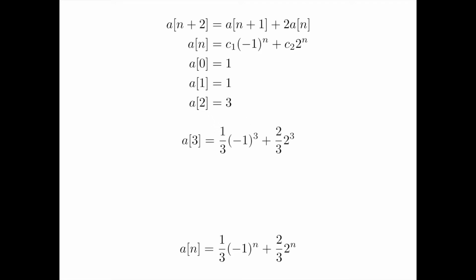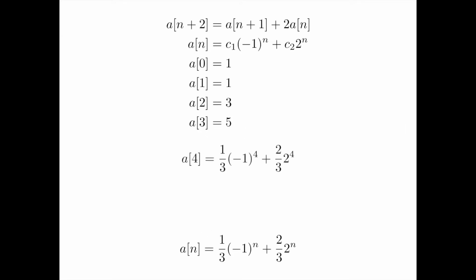a of 3 is equal to 1/3 times -1 cubed plus 2/3 times 2 cubed, which is -1/3 plus 16/3, which is of course 5. And a of 4 is equal to 1/3 times -1 to the fourth, plus 2/3 times 2 to the fourth, which is 1/3 plus 32/3, which is 11.